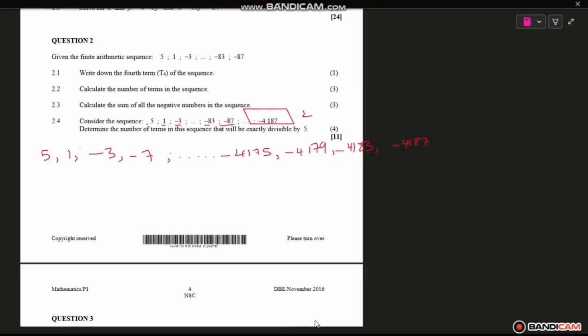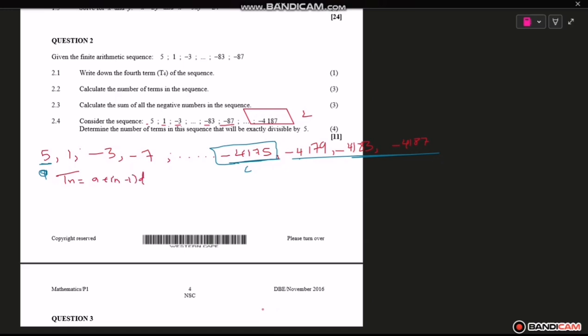If you look at this, the first term there is known as a, right? And a is divisible by 5. The last term, these ones are not divisible by 5, but negative 4175 is divisible by 5, meaning this is the last term of the values in this sequence that are divisible by 5. I hope that makes sense. Therefore, they want now the numbers that will be exactly divisible by 5. We do have a, and we do have the last term. I hope that makes sense. From negative 4187, you go back, you get what?